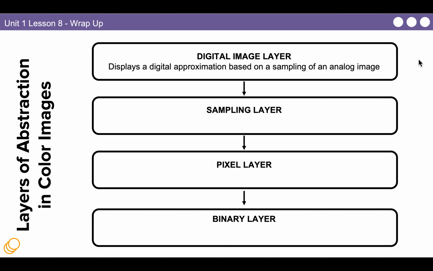So layers of abstraction in color images. A digital image layer displays a digital approximation based on a sampling of an analog image. Sampling layer, samples of equal size are read from the analog image and assigned to pixels. We have a pixel layer. Each pixel is represented by a red, green, and blue light. And we've got a binary layer. The red, green, and blue values are represented using a sequence of binary numbers and sent out via electrical signals.